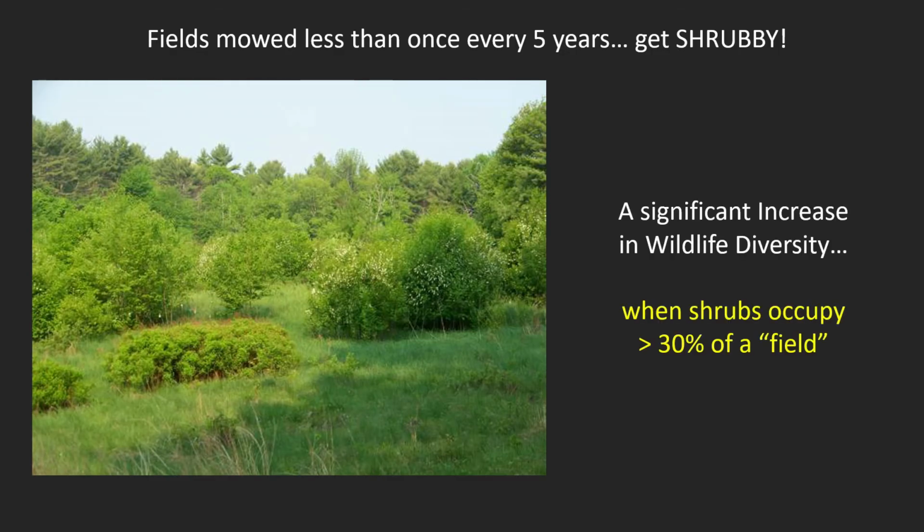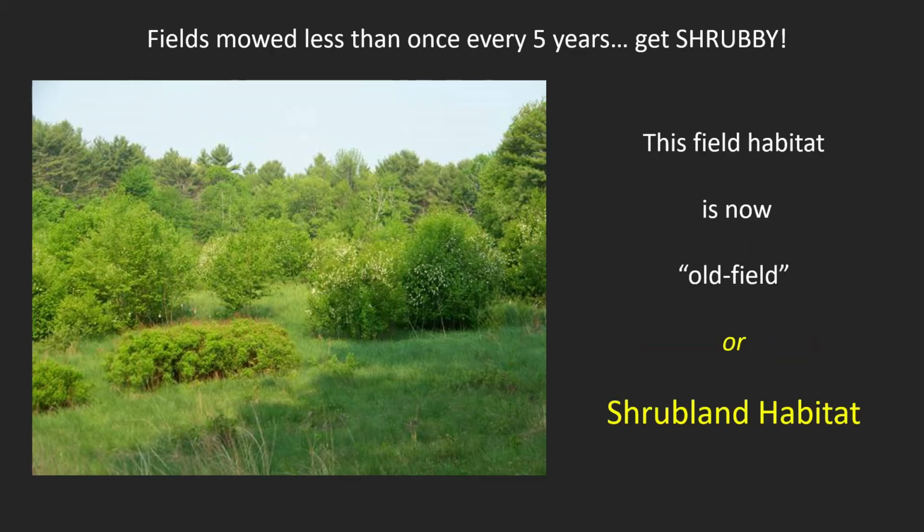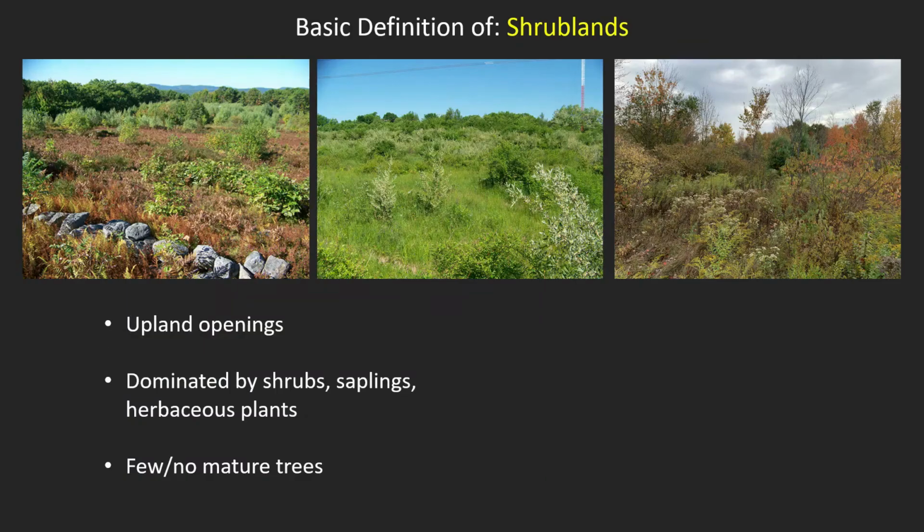And we see a huge increase in the number of wildlife species that will use a field once the field gets really shrubby, around the point when shrubs start to cover at least 30% of a field. At this point, our field is now considered old field or shrubland habitat because it now supports wildlife species that require shrublands. So what defines shrubland habitat?